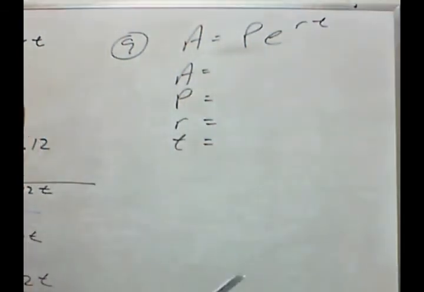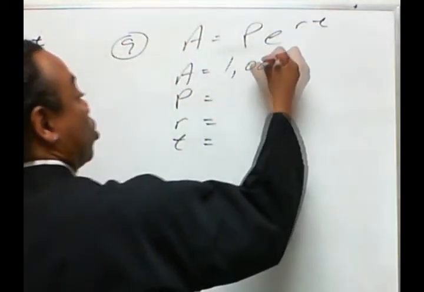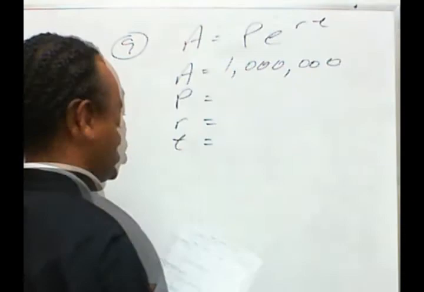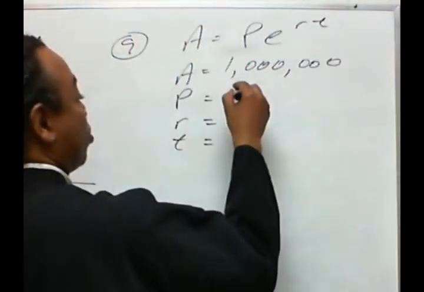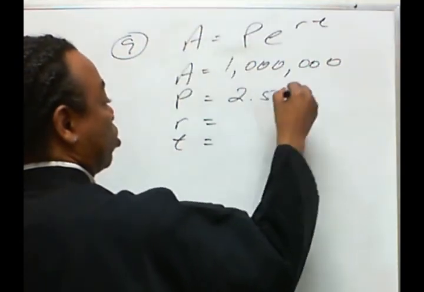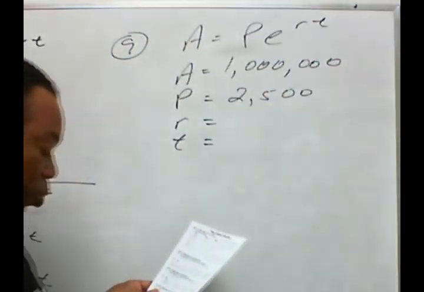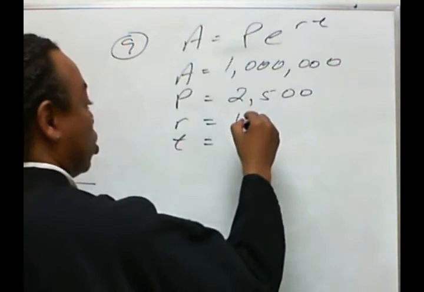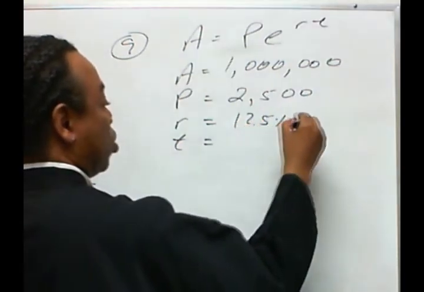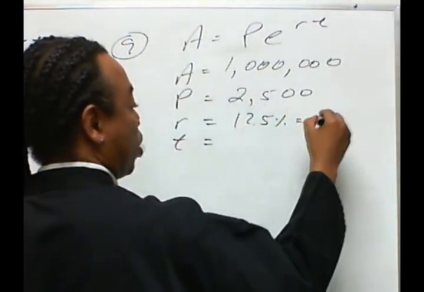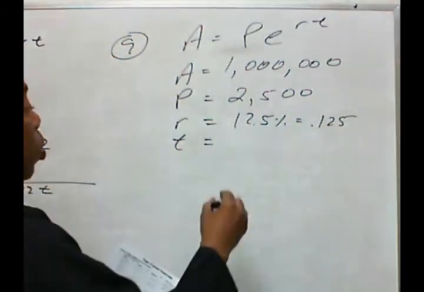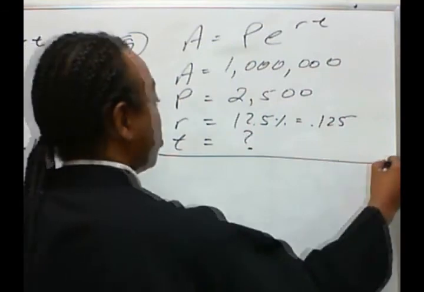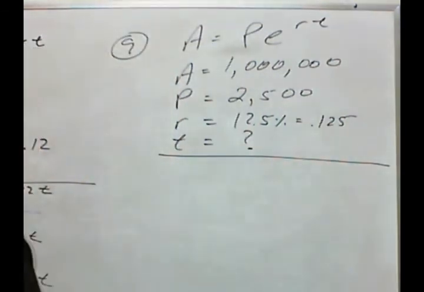Alright, the amount that we're trying to get. We want to be a millionaire. So that's $1 million. Our principal will invest $2,500. The rate will be 12.5%, or should I say 0.125. And time is what we're looking for. How long it takes to become a millionaire with $2,500.